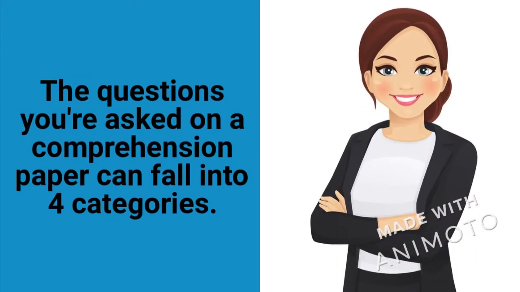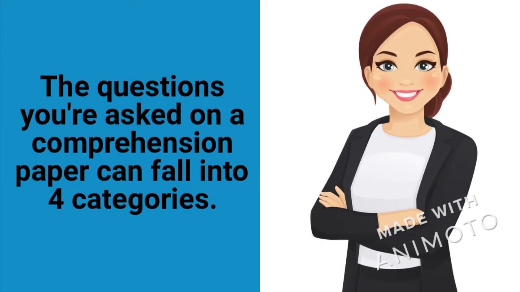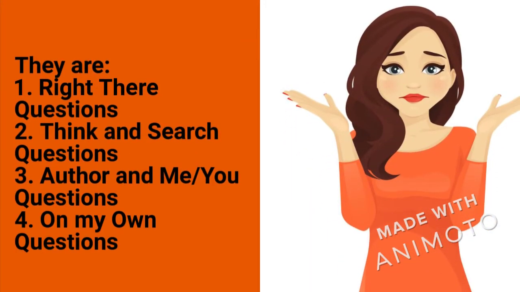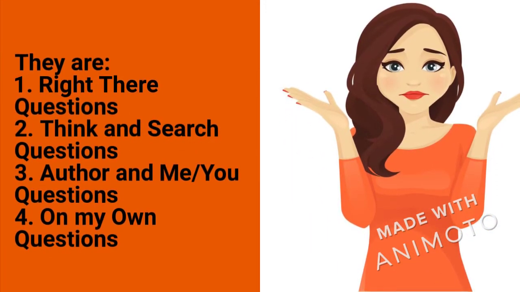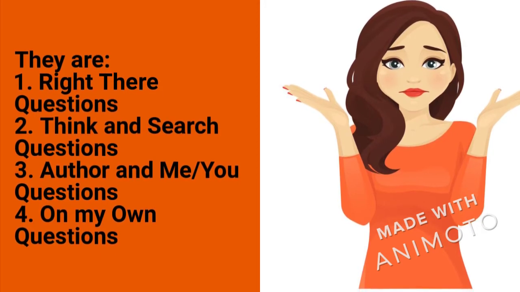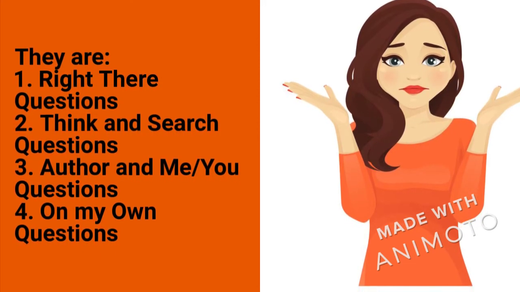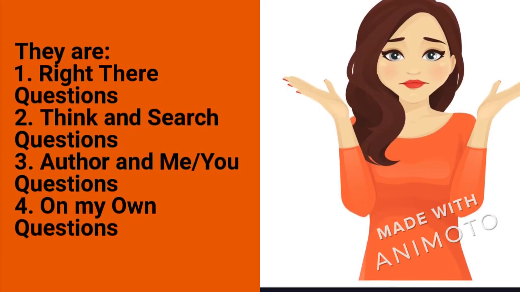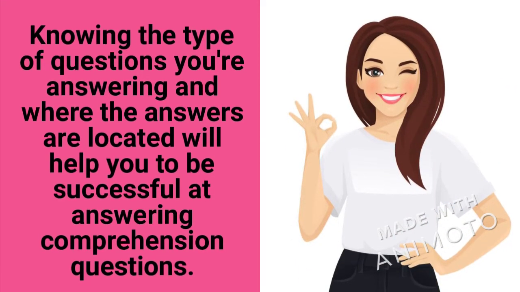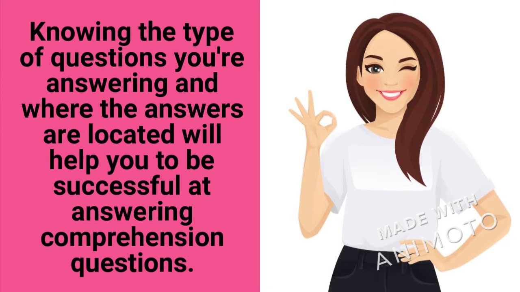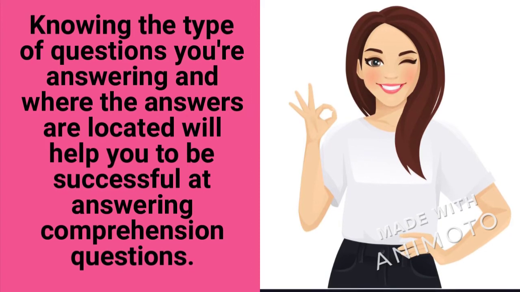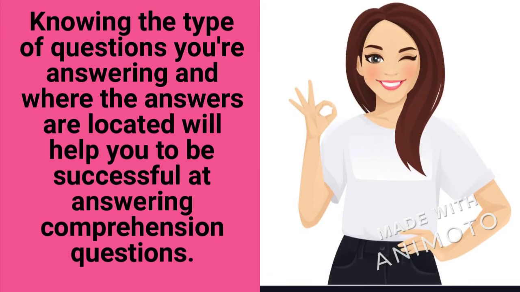The questions you're asked on a comprehension paper can fall into 4 categories. They are right there questions, think and search questions, author and me or author and you questions, and on my own questions. Knowing the type of questions you're answering and where the answers are located will help you to be successful at answering comprehension questions.